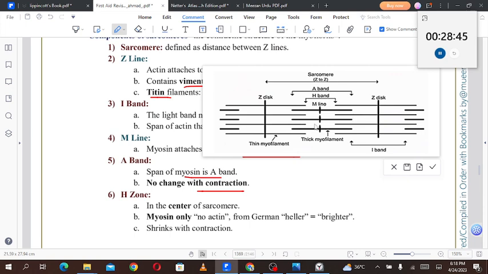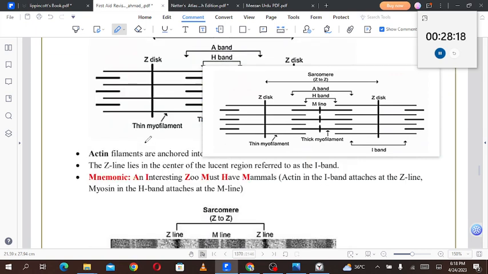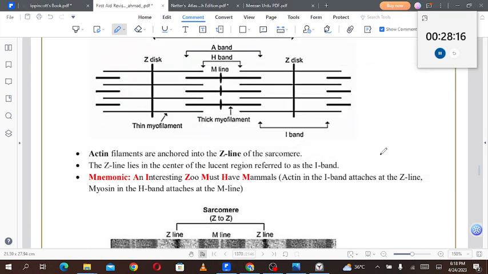What is the H zone? The H zone is a lighter zone inside these thick filaments. That light zone is the area where the actin is not overlapping for the time being, right? It is in the center of the sarcomere. Myosin only, no actin. Heller is a German word for brighter. It is going to shrink with the contraction and it will expand with the relaxation. So this is the point. These are the important structures. Remember all of them because they are highly asked concepts.